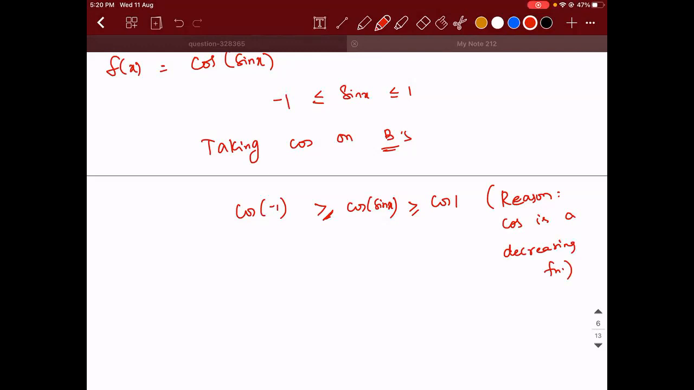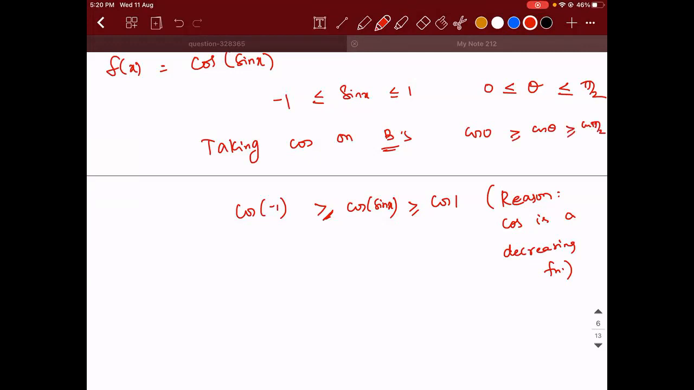Okay. So what I'm trying to say here is, for example, let's say something like this. Theta is less than or equal to pi by 2 and greater than or equal to 0. If you take cos on both the sides, cos 0, cos theta, cos pi by 2, observe this will be greater than or equal to, the inequality will change like this.